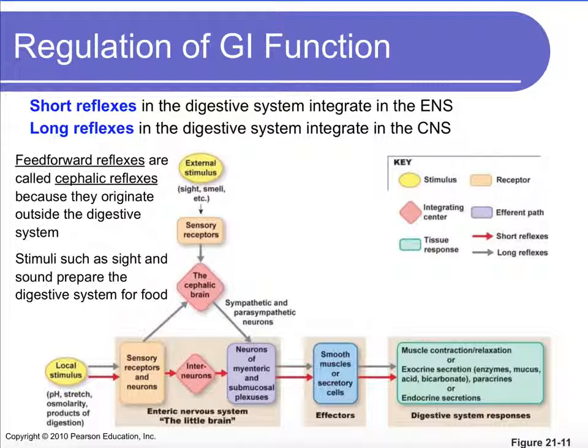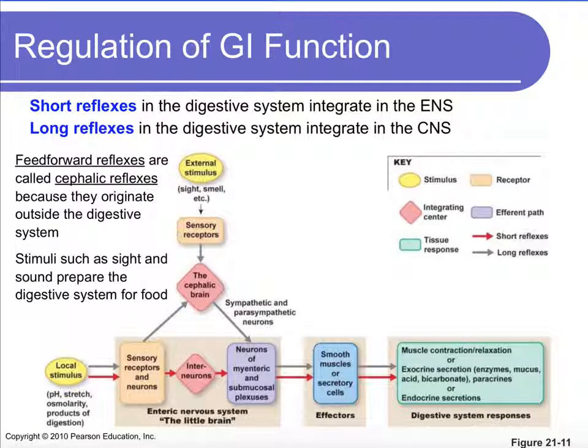And that makes sense. Once we start chewing and bringing food into our digestive system, it will notice that there's food and it will turn itself on. And so it is a very short reflex. But we also have a long reflex, and this is also known as the feed-forward reflex or the cephalic reflex because it involves our brain.